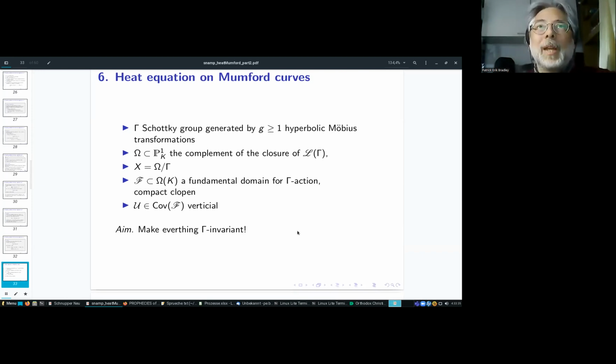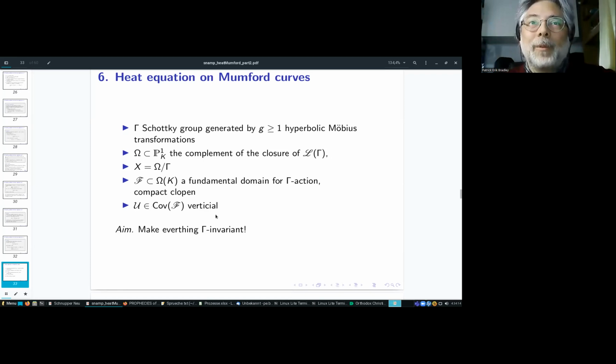Now we do the same thing briefly on Mumford curves. We have done everything so far on a fundamental domain of the Mumford curve, and we will now have to make everything gamma invariant, where gamma is a Schottky group generated by g at least one hyperbolic Möbius transformations, and you have omega, the complement of the closure of the limit points of gamma, and X, our curve, is the quotient space omega modulo gamma. And now you fix a fundamental domain F for the gamma action, which is compact and closed open inside the K-rational points of this omega.